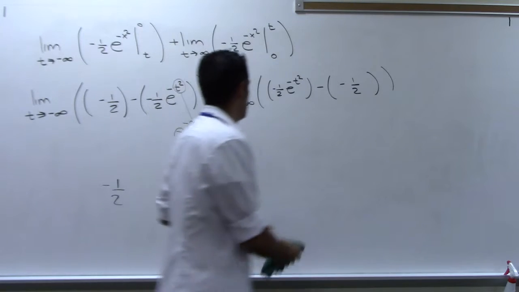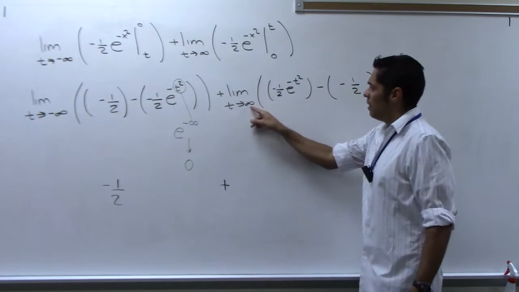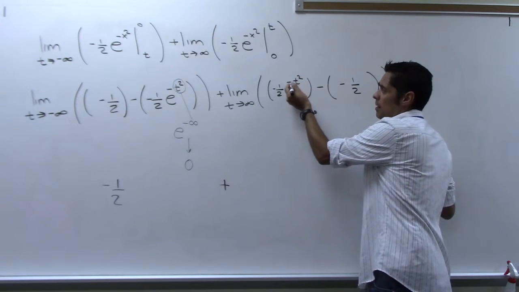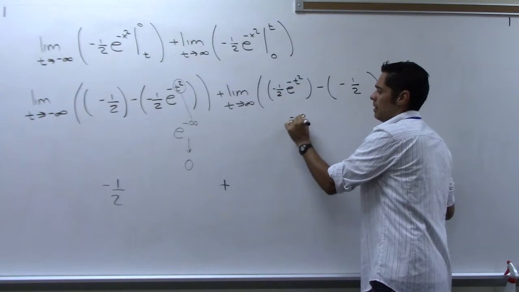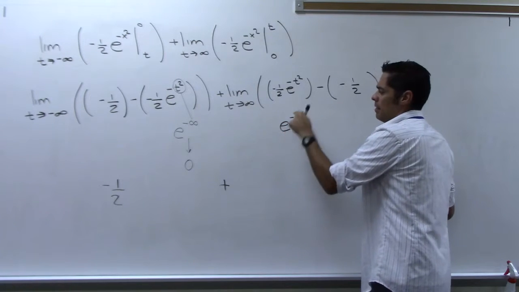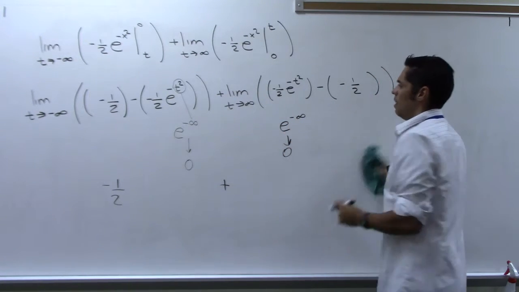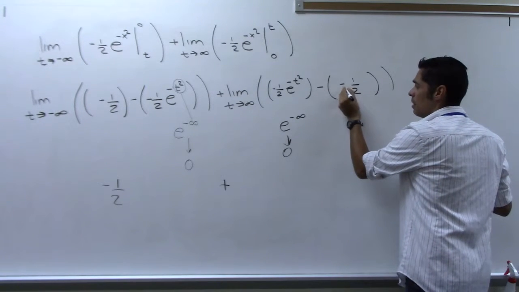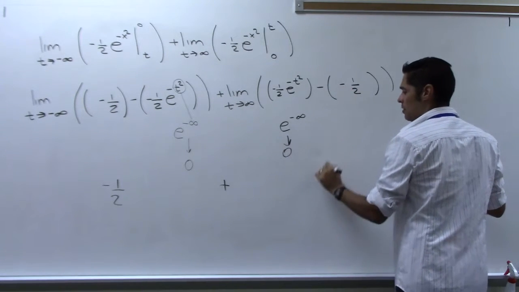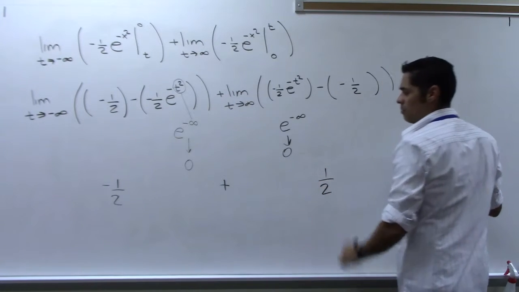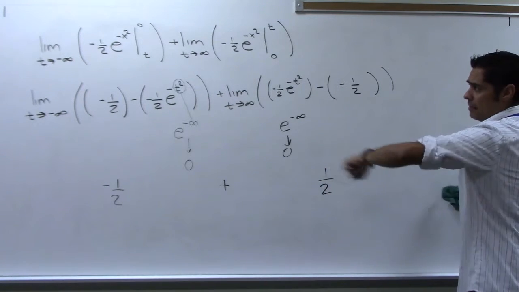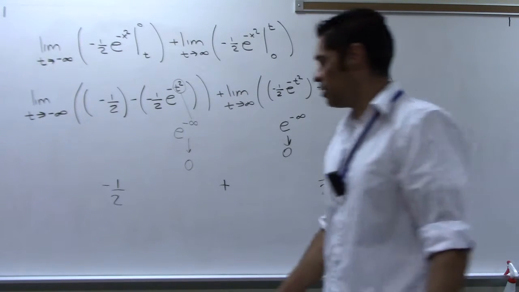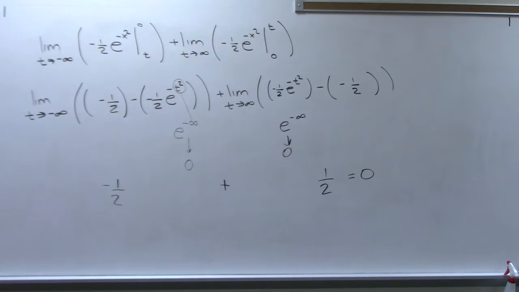Plus, now over here, same sort of thing. I'm plugging in infinity for t, and I'm squaring it, so I'm going to get positive infinity. Then I'm negating it, so I get negative infinity, and then e raised to that goes to 0, and then the whole thing goes to 0. And then over here we get minus a negative, which is plus, so you get plus a half, which, if you add these two together, equals 0. So we get 0 as our total area for that one.